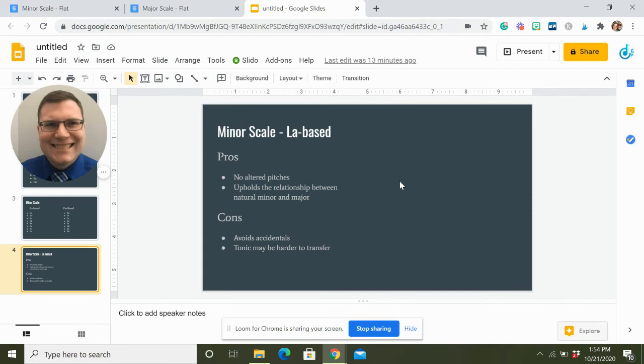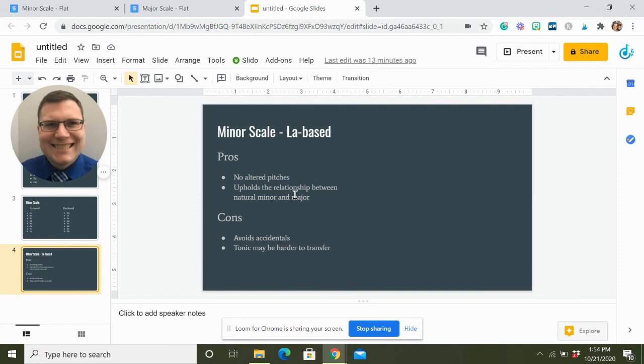Your kids, if they're learning solfege, already know those. You make it a little bit easier on them, and it upholds the relationship between natural minor and major. If you're getting really into minor and major stuff, you're probably going to start to talk about those relationships, and that stays the same.